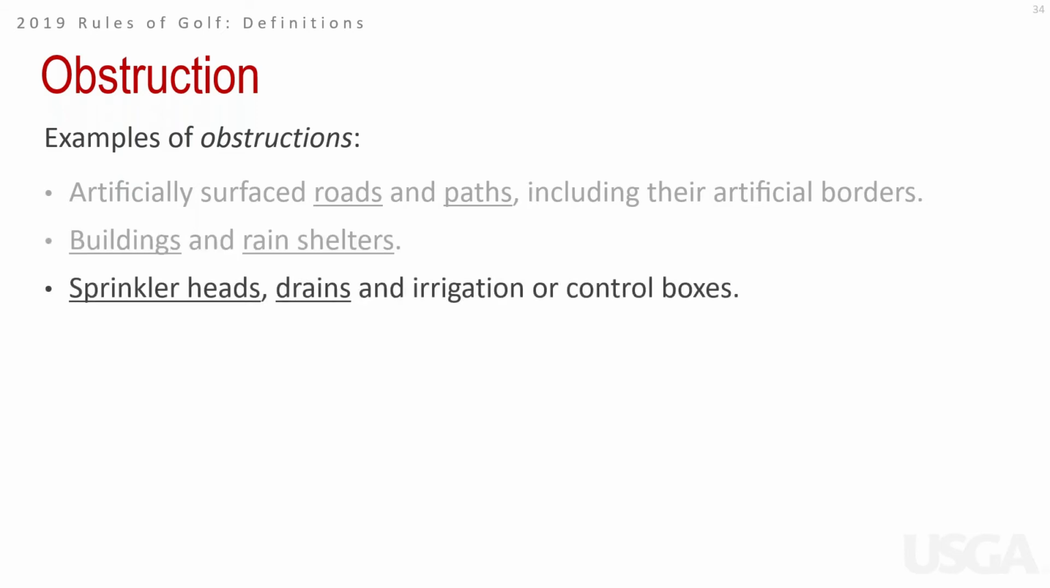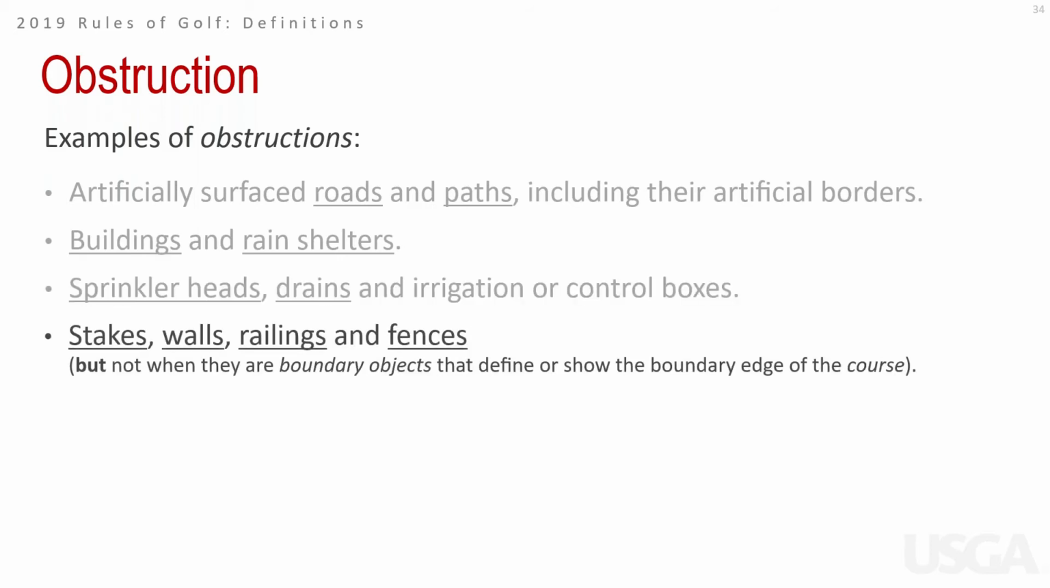Some other common ones would be sprinkler heads, drains, irrigation, or their control boxes. Stakes, walls, railings, and fences. Fences is used here in a general term, but again, we're not talking about boundary objects. Sometimes you'll see split rail fences out on the golf course that don't define boundaries, but they're just there to control some traffic, whether it be cart or foot traffic. We'll get into how those can be moved around. However, those would be considered an obstruction.